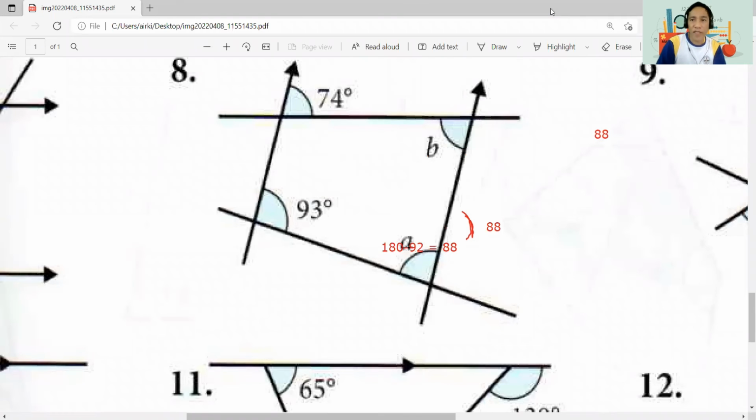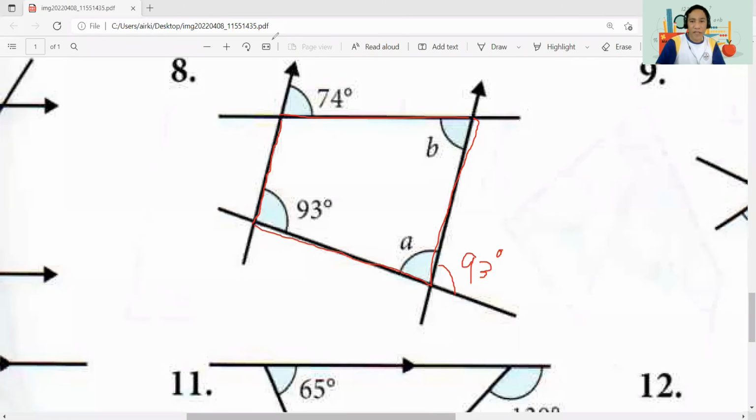For number 8, we are looking for angle B and angle A. As you can see, you have a quadrilateral here. So therefore, the sum of these internal angles is equal to 360 degrees. And as you can see, these two lines are parallel. If you take a look at this line, this is the transversal line for these parallel lines. So if this is 93 degrees, this is also 93 degrees.